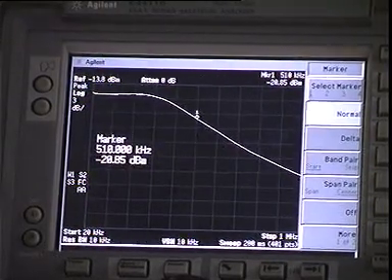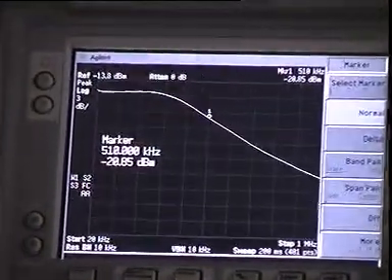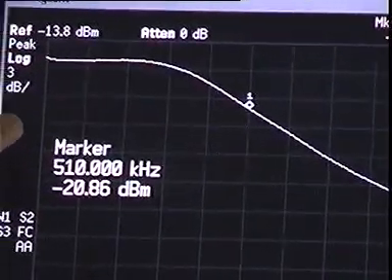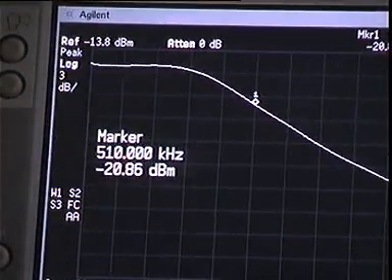Now in the previous demonstration I told you about a marker. Look at this small dot here on the screen. This dot gives me the x-axis and the y-axis. That is, at a frequency of 510 kHz, there is a power of minus 20.85 dBm available.